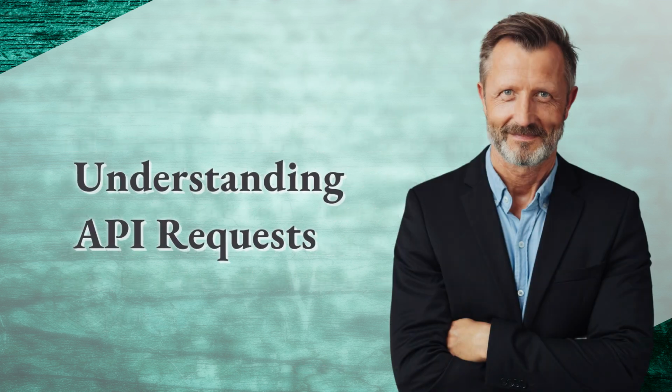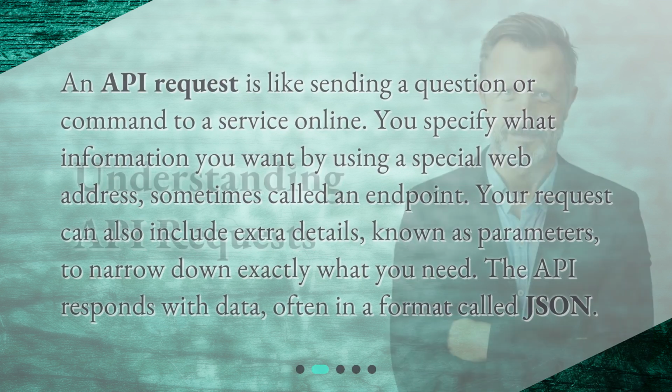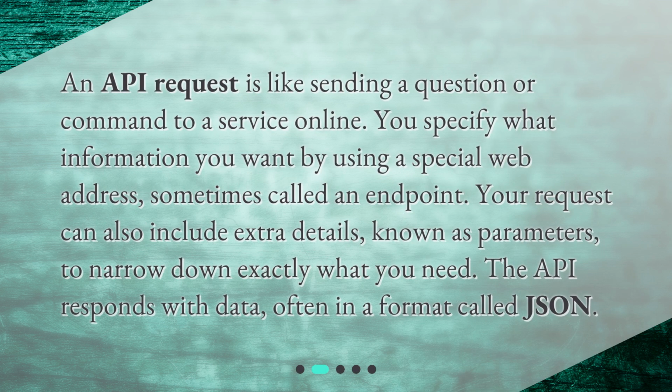Understanding API requests. An API request is like sending a question or command to a service online. You specify what information you want by using a special web address, sometimes called an endpoint. Your request can also include extra details, known as parameters, to narrow down exactly what you need. The API responds with data, often in a format called JSON.